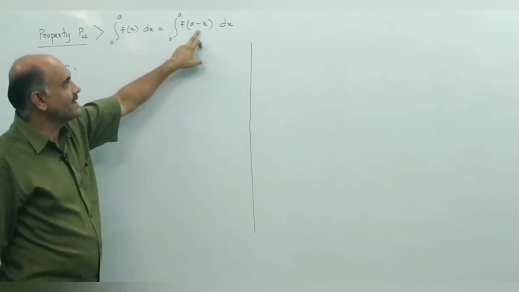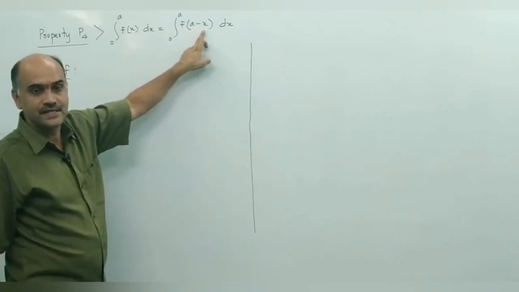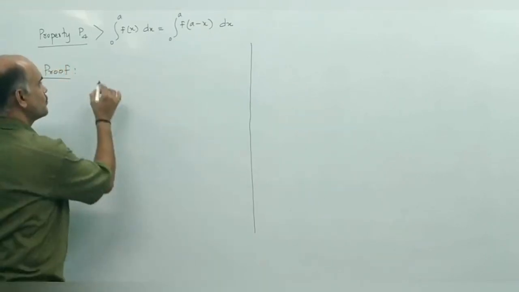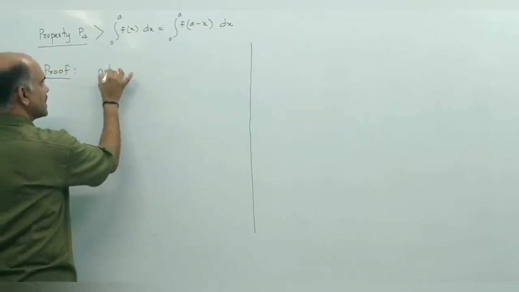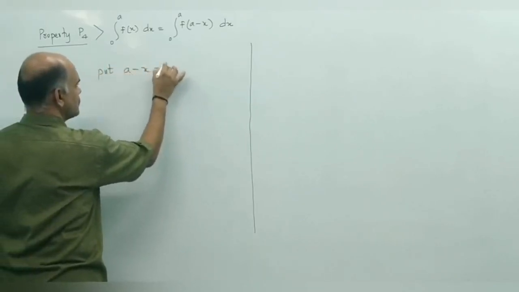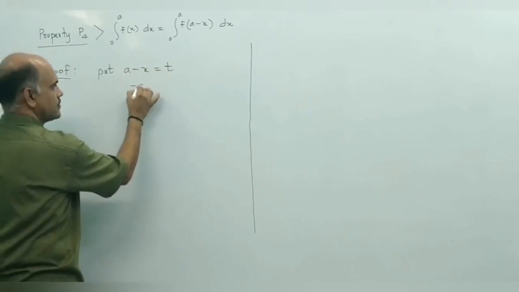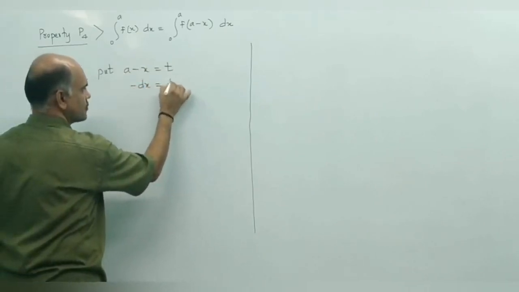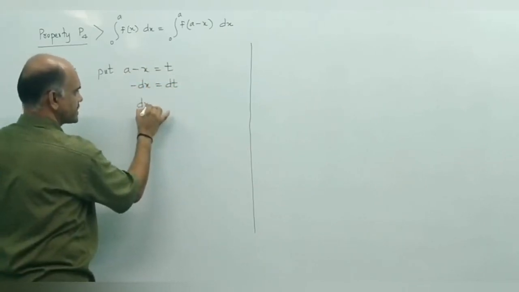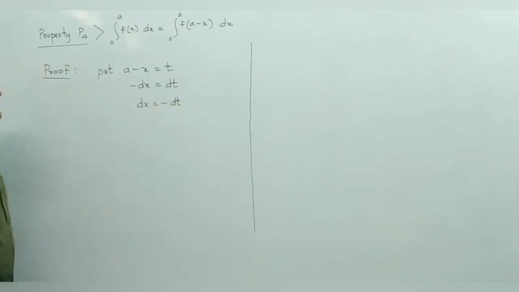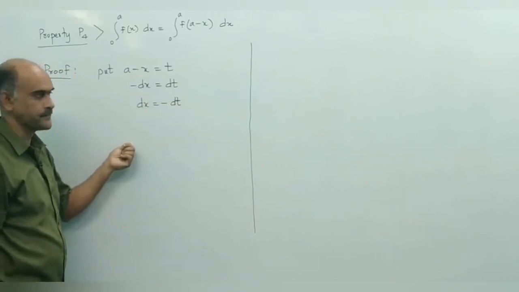So now again take this term a minus x as t. You can solve along with me. So put a minus x is equal to t. Next you differentiate: 0 minus dx is equal to dt. Therefore dx is equal to minus dt.